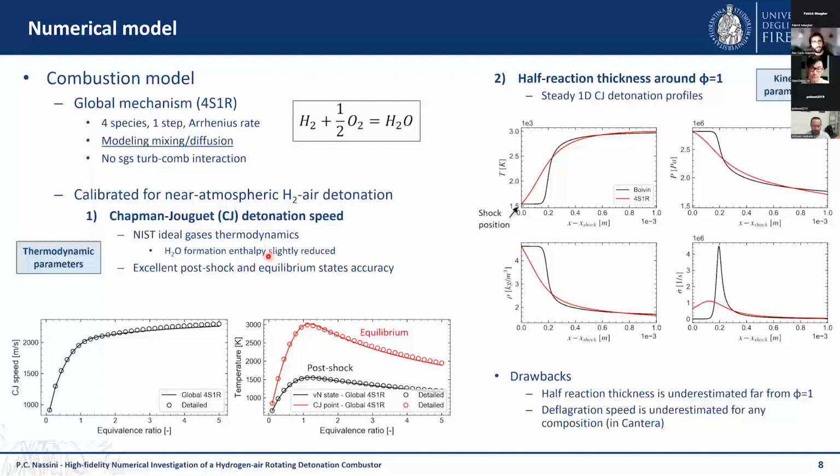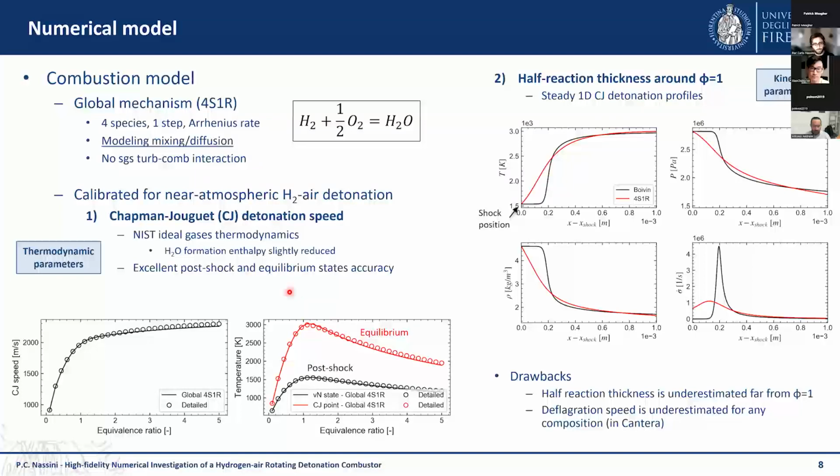As I was saying, this global scheme was developed specifically for the conditions that we are interested in. Specifically, it was calibrated for near atmospheric hydrogen-air detonation, calibrating the thermodynamic parameters and also the kinetic parameters with different targets. Thermodynamic parameters were chosen to target the CJ speed over a wide range of equivalence ratios. And as you can see here, the scheme is performing very well over a very wide range of equivalence ratios in terms of CJ speed, but also in post-shock and equilibrium CJ state.